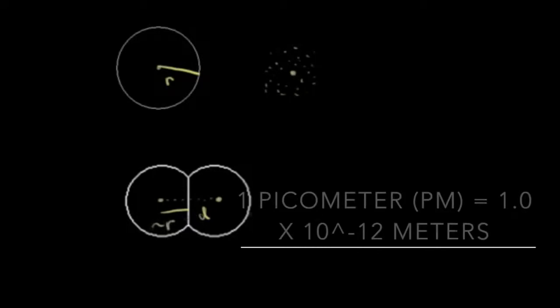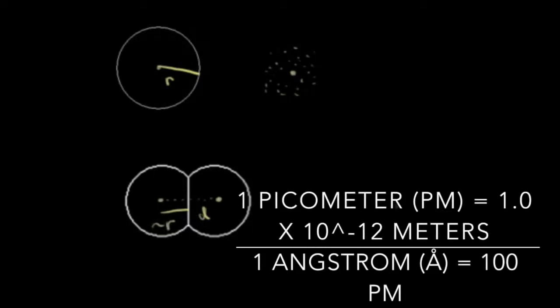One method scientists use to circumvent this is by taking two atoms covalently bonded to each other and cutting the distance in half between the two nuclei. This gives an approximation of the radius of an atom. This measurement is also known as the covalent radius. It is generally measured in picometers, 1/1,000,000th the size of a meter, or angstroms, which are each about 100 picometers.